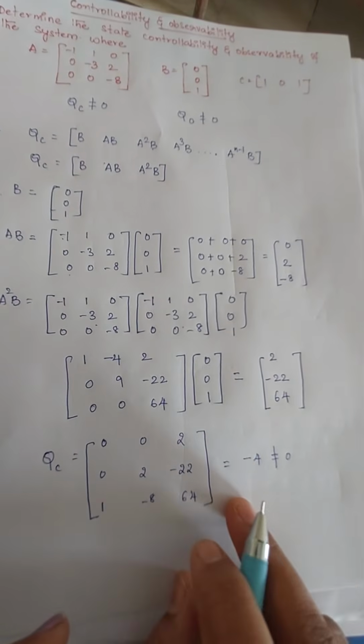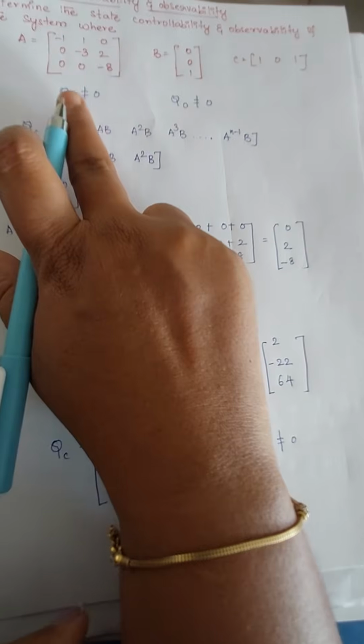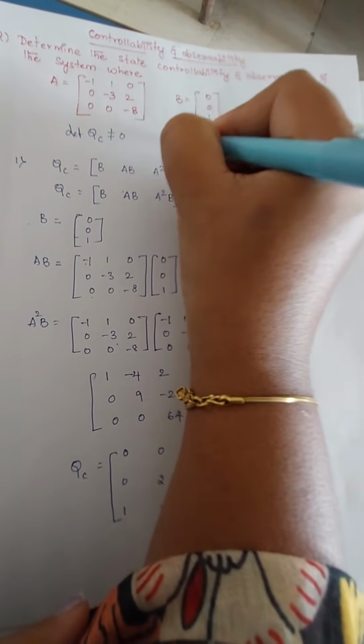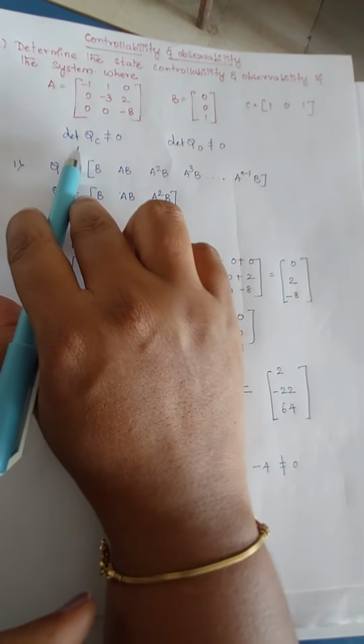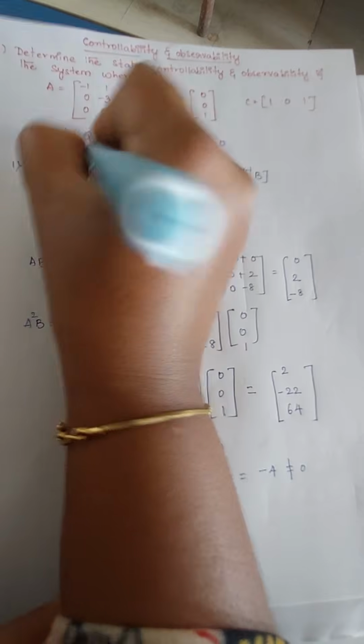So what we have considered is finding QC and then its determinant, and likewise for Q0. When the determinant of QC is not equal to 0, the system is controllable.